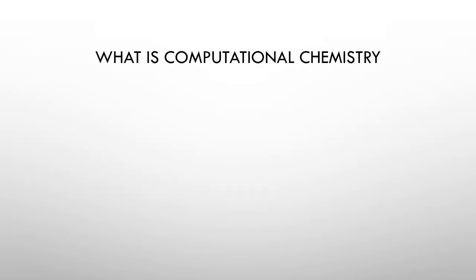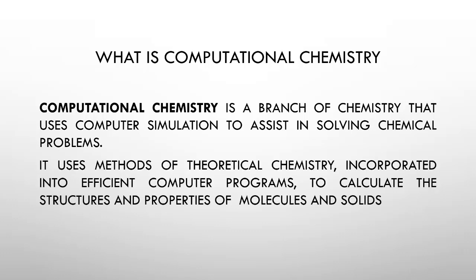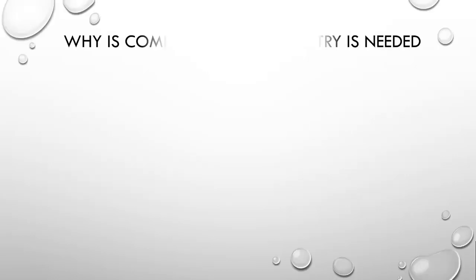What is computational chemistry? Okay, here we come to the definition of computational chemistry. Computational chemistry is a branch of chemistry that uses computer simulation to assist in solving chemical problems. It uses methods of theoretical chemistry incorporated into efficient computer programs to calculate the structures and properties of molecules and solids.